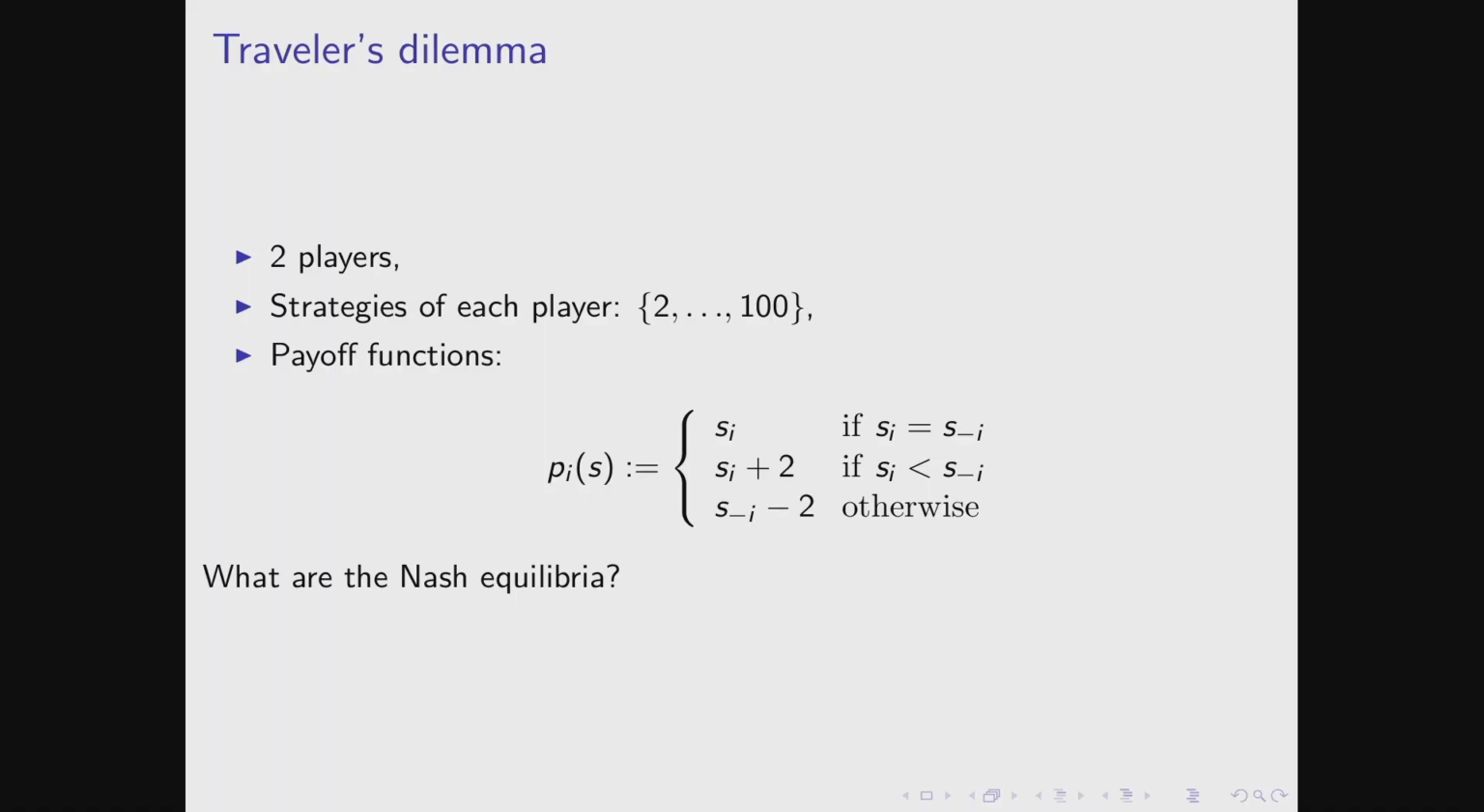So here is a new game. I hope you'll be interested in it. There are two travelers, and it turns out that both of them lost a suitcase. So they go to report, and each of them claims some money.